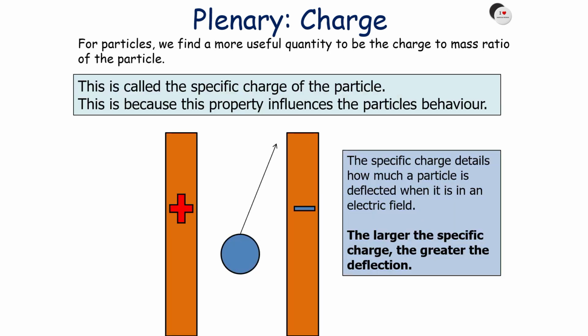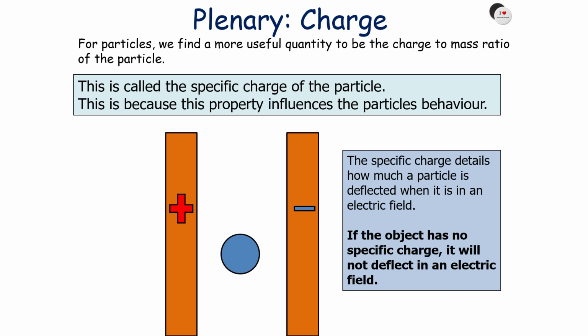Now for particles, a more useful quantity than charge or mass is in fact the charge to mass ratio. Now this is called the specific charge of the particle. Now the specific charge influences the particle behavior because the specific charge details how much a particle is deflected when it is inside an electrical field. So the larger the specific charge, the greater the deflection. The smaller the specific charge, the lower the deflection. If an object has no specific charge, it will not deflect in an electrical field.